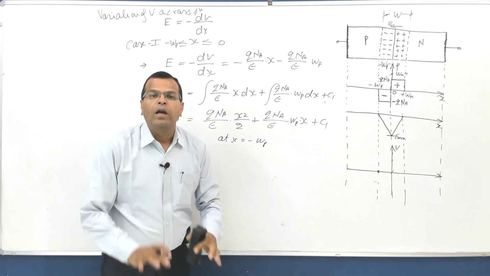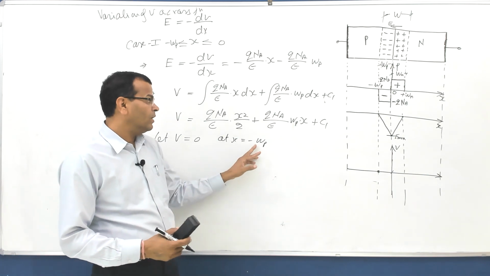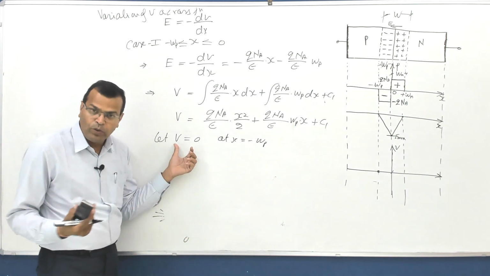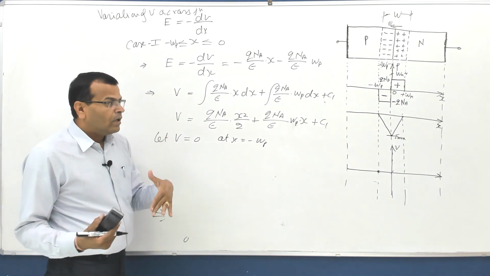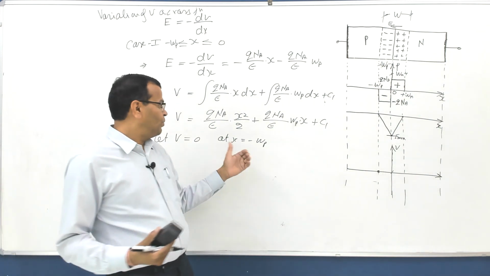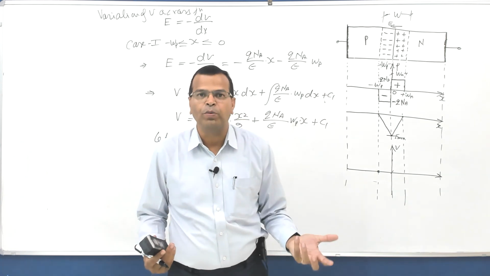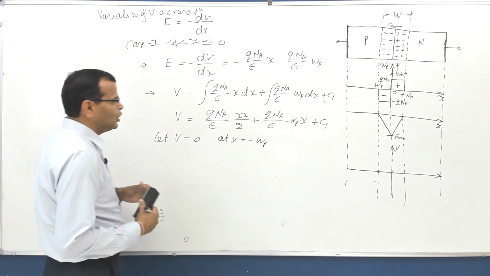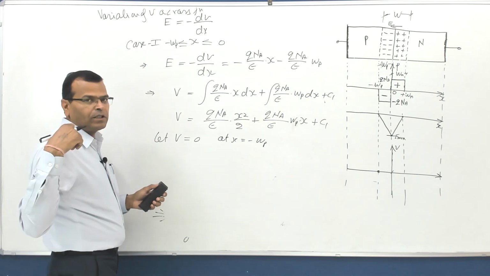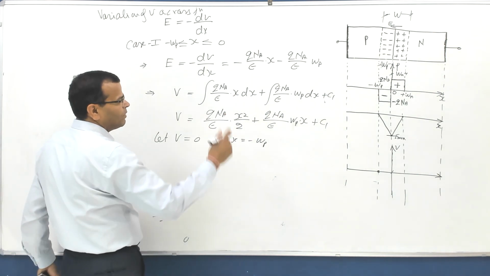But remember, it depends on the textbook you read. Some books may take some value of this, maybe V0 by 2. The textbook I referred to takes it to be 0 at this point. So the reference may vary from book to book. Here it is 0 at x equal to minus WP. That is my assumption. So if it is this, put x equal to minus WP here.